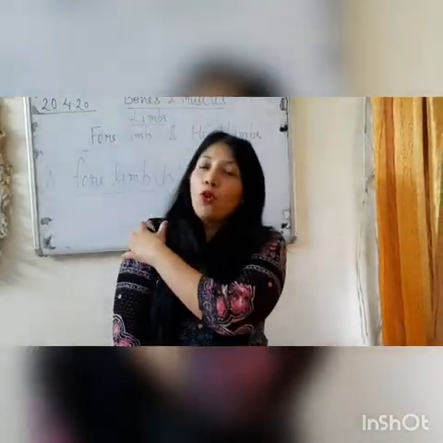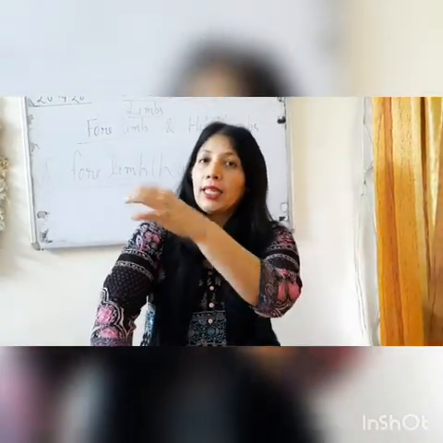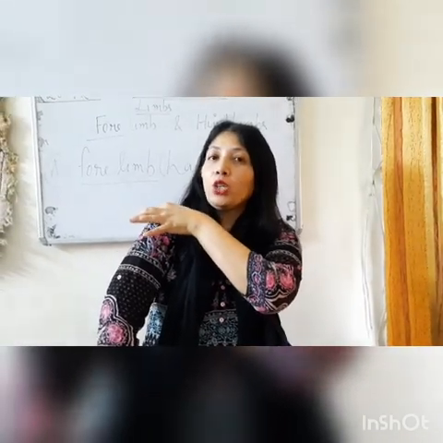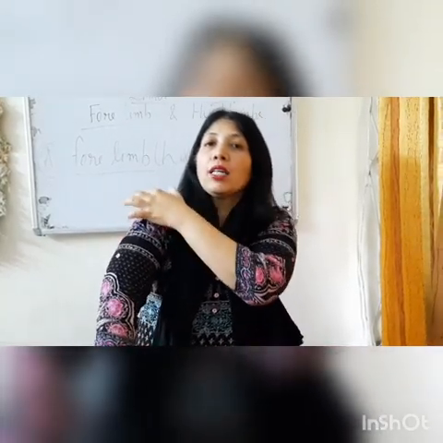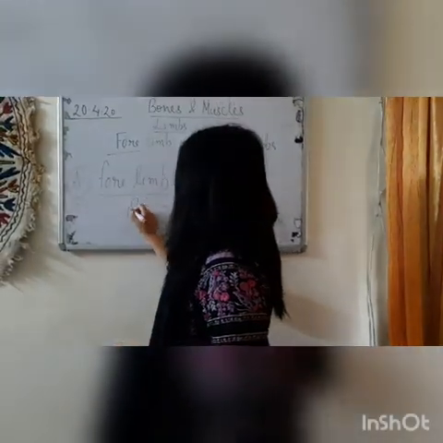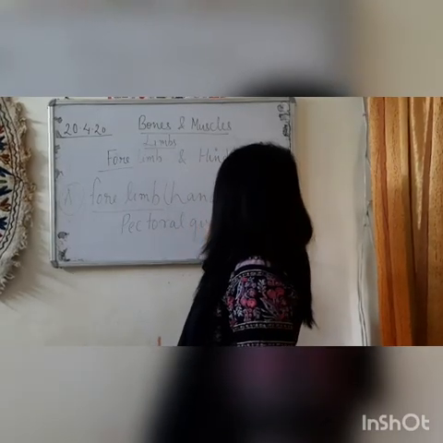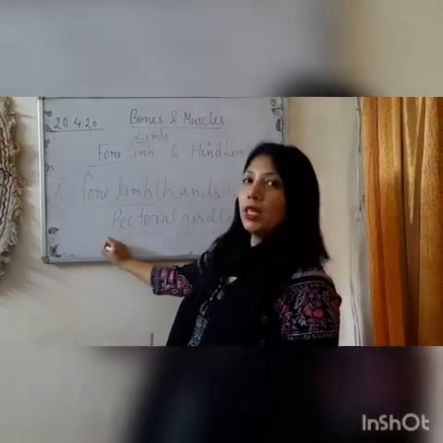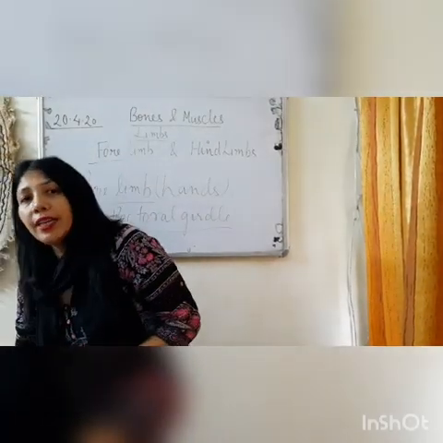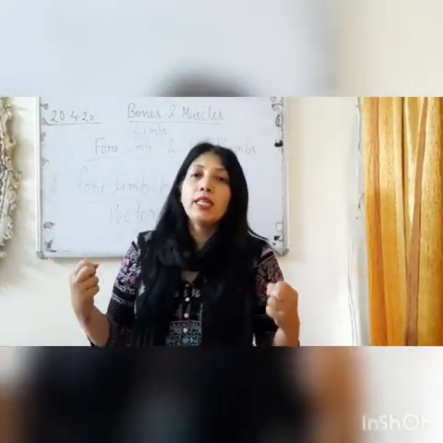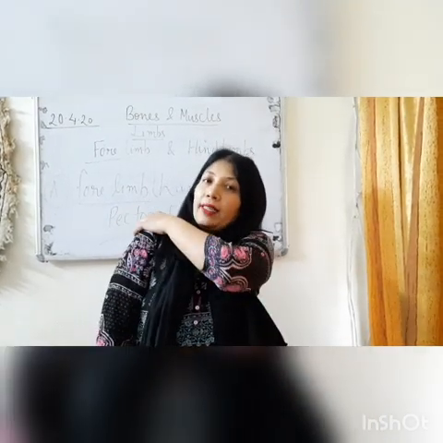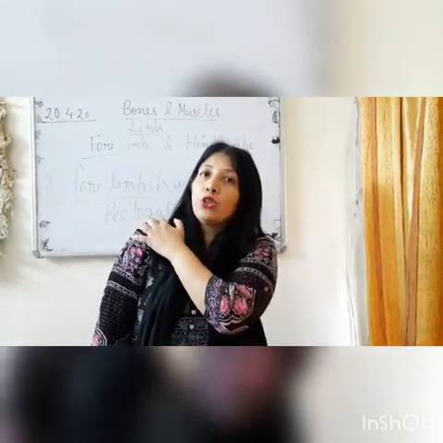Children, forelimb or your hand is connected to the backbone or your spine with the help of a bone, and it is known as pectoral girdle. Pectoral girdle is very strong, and it is present in your shoulder.